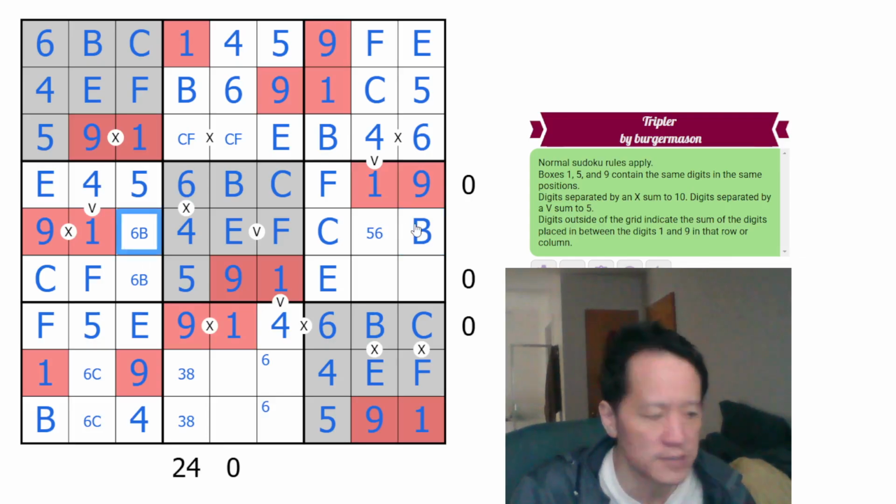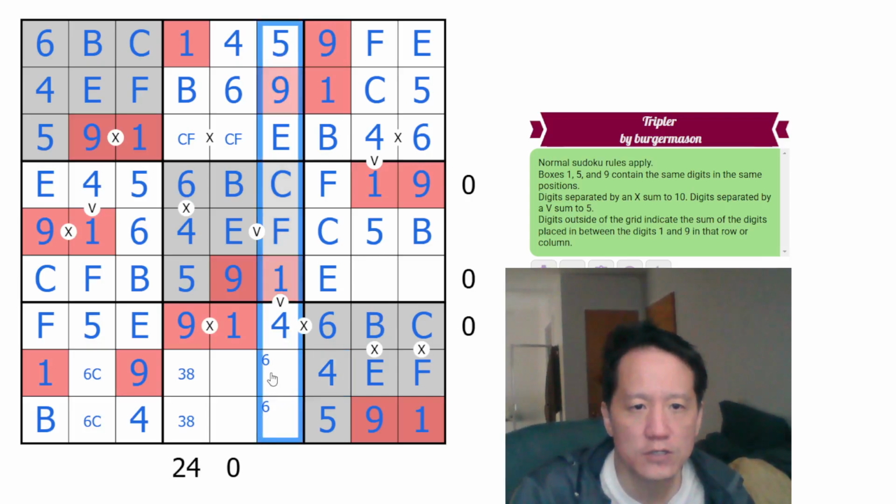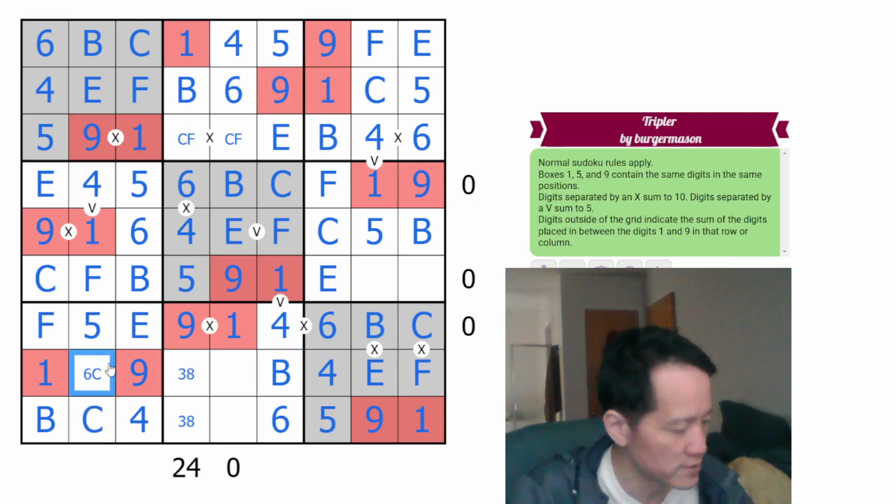This B means this is a 6. This 6 means this is a 5. This can't be 6, so this is B. The remaining cells here are 6 and B. This can't be B, so this must be 6, which makes this a B. This can't be 6, so this is C, which makes this 6.